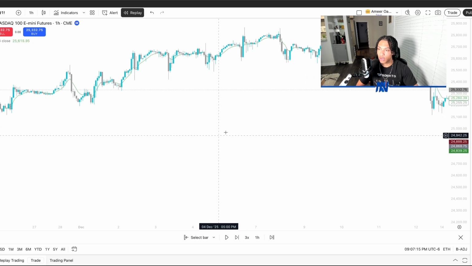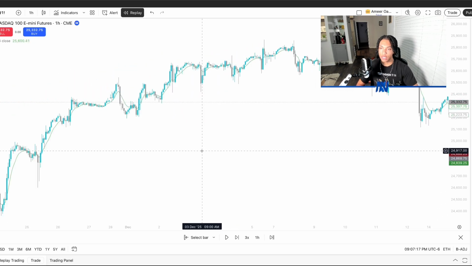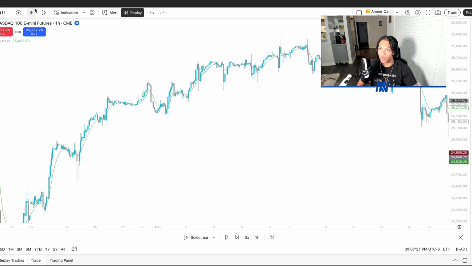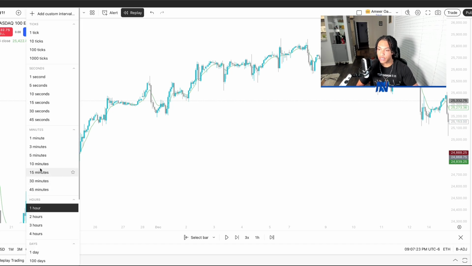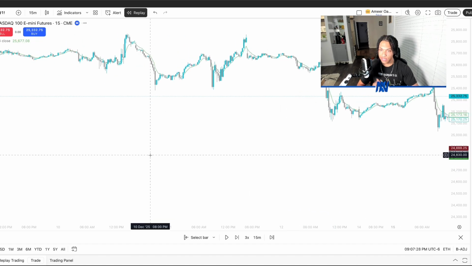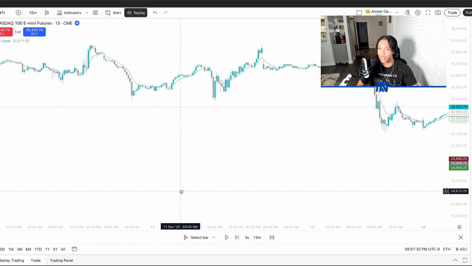But overall, it's important to be patient and study the graph. It's going to tell you exactly what it wants and what it's doing. And if you pay attention and really listen to it, then you'll be able to get profitable trades using this daily bias and also using this strategy as well.